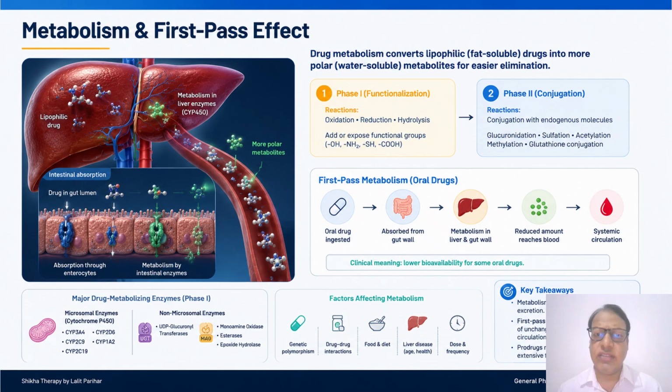Now let us understand the first pass metabolism or first pass effect. When an oral drug is absorbed from the intestine, it passes through the intestinal wall and liver before reaching systemic circulation. So during the journey, a portion of the drug may be metabolized. As a result, a reduced amount of unchanged drug reaches the systemic circulation. This is known as first pass metabolism.